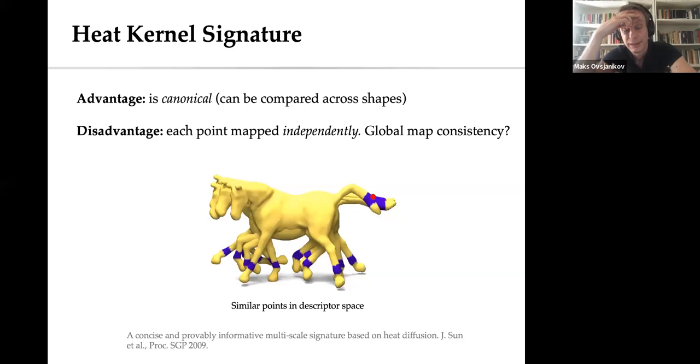But the problem is, if you find correspondences between different points, there's no consistency. So each point is mapped independently. Here I'm plotting basically the similarity of points on different shapes.